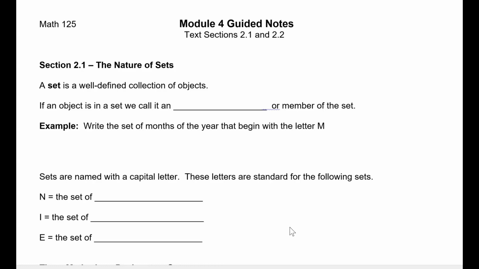So Module 4 is on sections 2.1 and 2.2, and both of those sections cover sets. This is going to be quite a shift from what you've been doing so far in the course. You've been doing a lot of calculations, especially with your calculator, and there are going to be very few calculations in this section, and all the calculations you do will not actually involve using your calculator or numbers, really. So yeah, it's a big change.